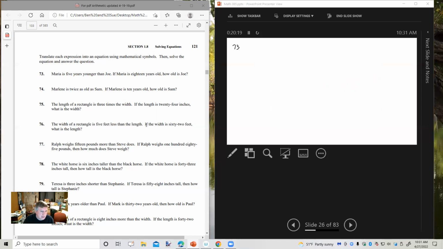We're going to take a look at problem number 73 over on the left side of the screen. It says translate each expression into an equation using mathematical symbols. Then solve the equation and answer the question. So it says Maria is 5 years younger than Joe. If Maria is 18 years old, how old is Joe? So the question is, how old is Joe? How about if we call Joe's age X.